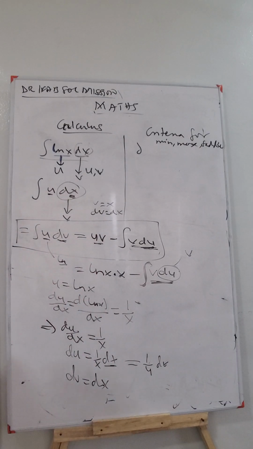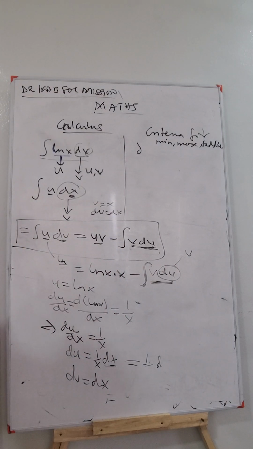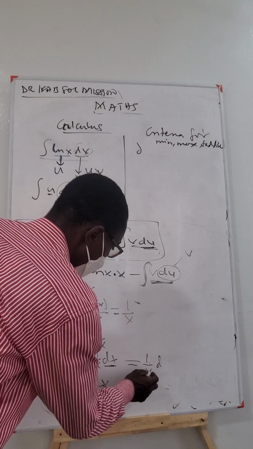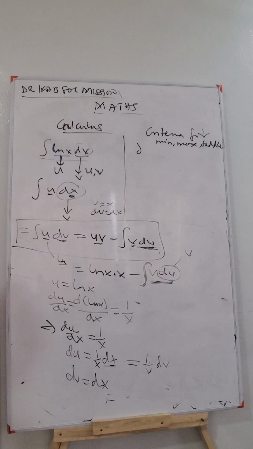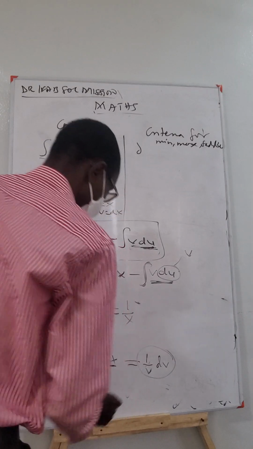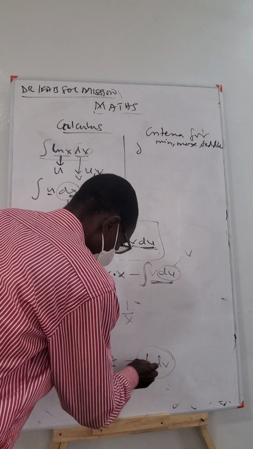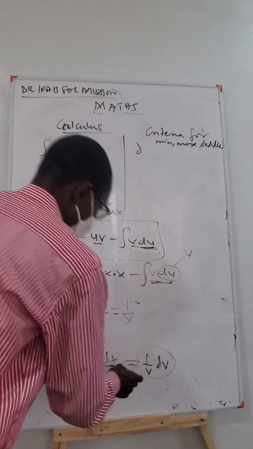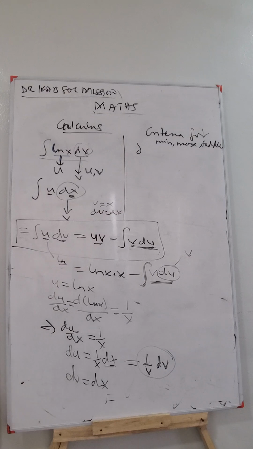1 over v dv is equal to du, so that this expression that we have here can be substituted into this equation. So this is what I mean.